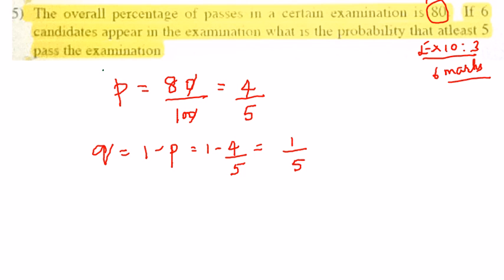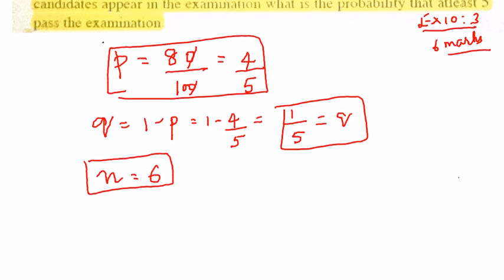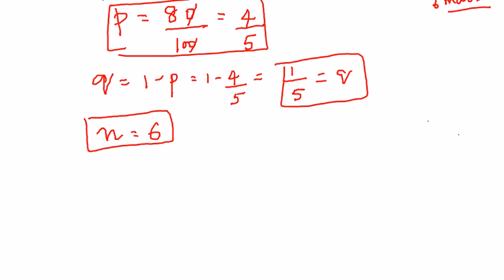And then N, what will be the value of N? He is given 6 candidates. So N is going to be equal to 6. Okay, you know P, it's 4 by 5. Q is going to be 1 by 5, and you know N. So now you can easily find the probability that at least 5 candidates pass the exam. What is the probability of that?